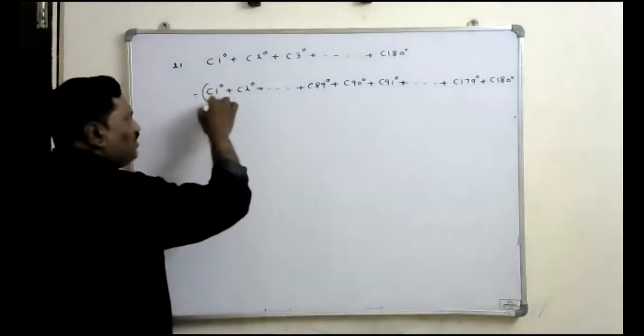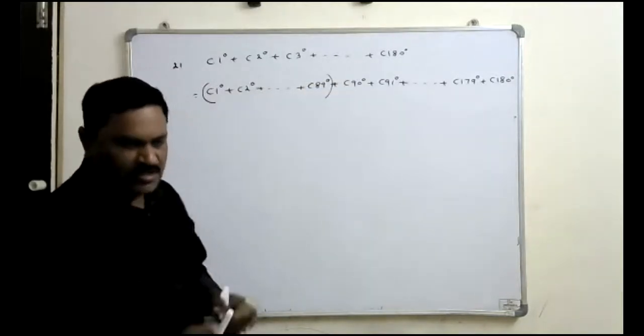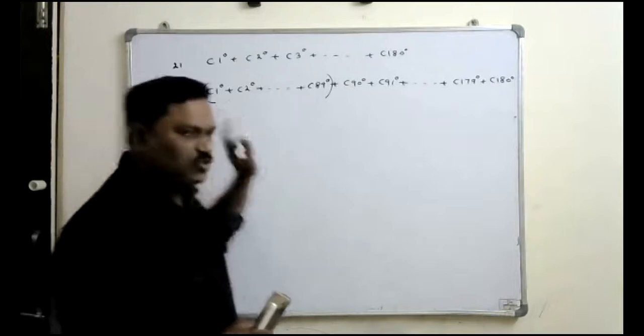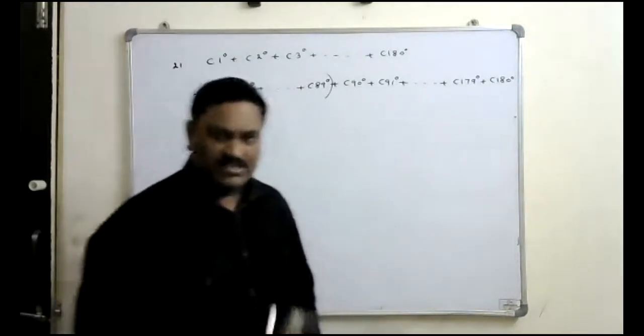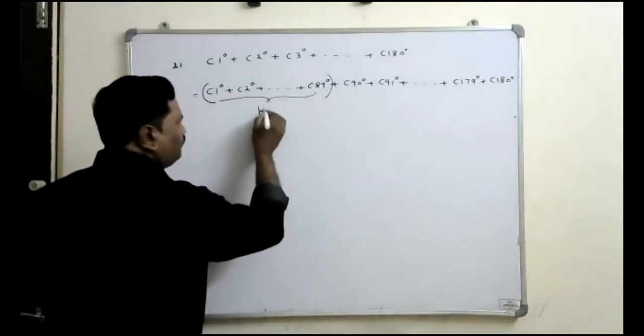Now if you observe all these angles up to the 89°, all these are the acute angles, means all these angles lie in the first quadrant. In the first quadrant cos is positive. Let the sum of all these values be k.